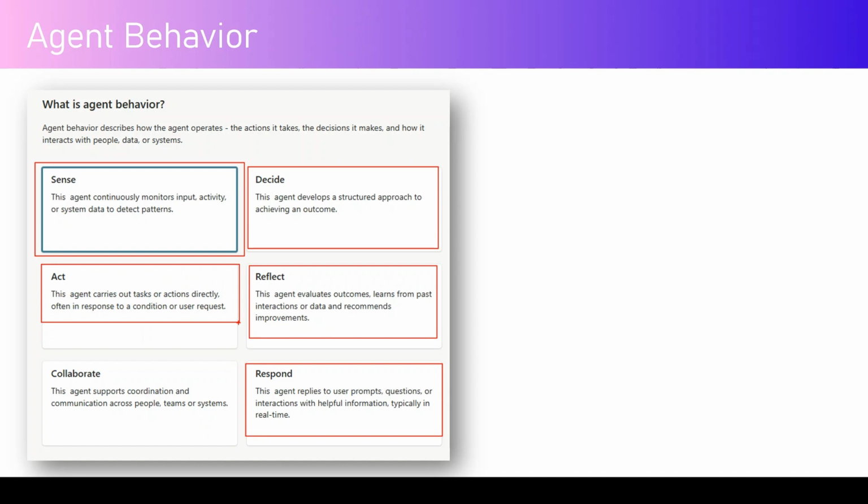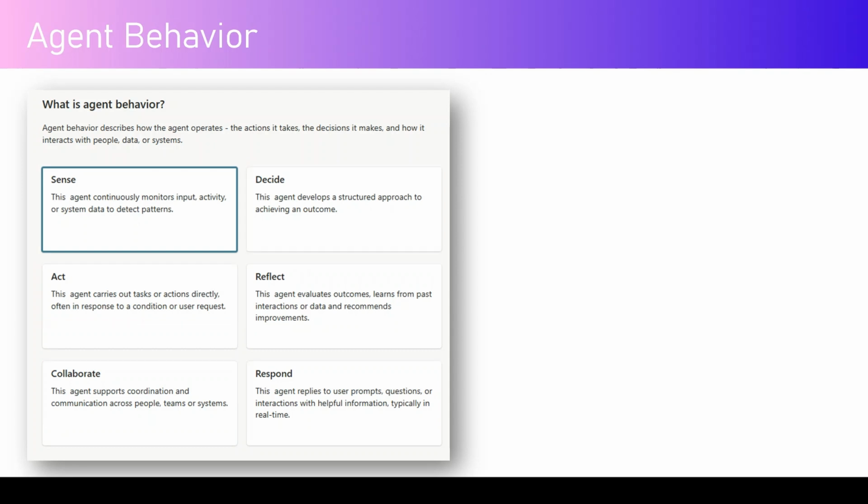It can be a schedule, a direct event, or just a direct response to a condition. Collaborate: this agent supports coordination and communication across people, teams, or systems. If you're dealing with a customer service agent, and the agent is not able to provide information, then that can be passed on to the supervisor. The context is given to the supervisor or escalated to a manager, and the manager, supervisor, and customer service officer all collaborate on a specific request.